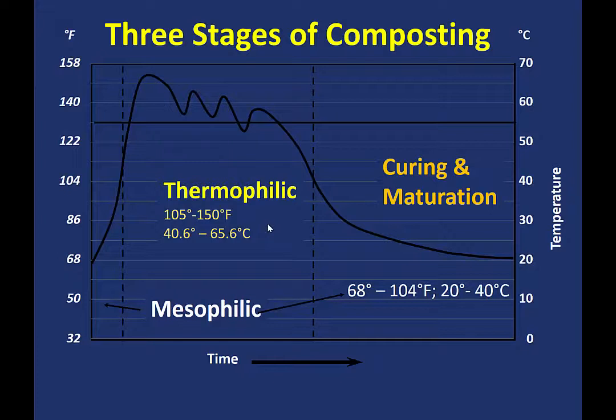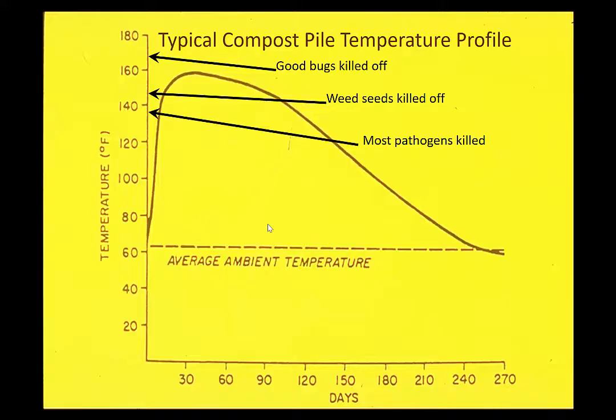So we talked about in digestion about mainly being in this mesophilic stage. That's only the first stage for composting, okay? So you first have this mesophilic stage. That's going to be your 68 to 100 degrees Fahrenheit. And so that's going to be just starting the compost pile. But then it's going to quickly rise to this thermophilic stage. And this thermophilic stage is 105 to 150. And then it's going to start to go down to this curing and maturing part where it goes back down to the mesophilic phase.